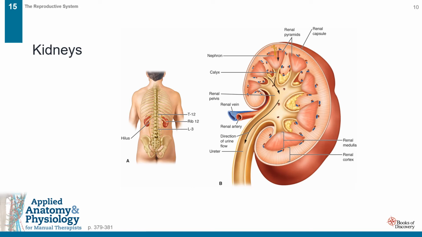And here we see illustrated the kidneys. In illustration A, the kidneys are situated parallel to the lumbar spine. The superior third of each kidney is under the floating ribs. In illustration B, each kidney has an outer region, the cortex, and an inner region, which is the medulla. The medulla is organized into renal pyramids that drain urine into a calyx. The calyxes press the urine into the renal pelvis, which drains into a ureter.